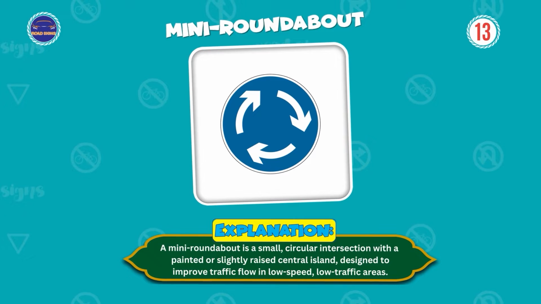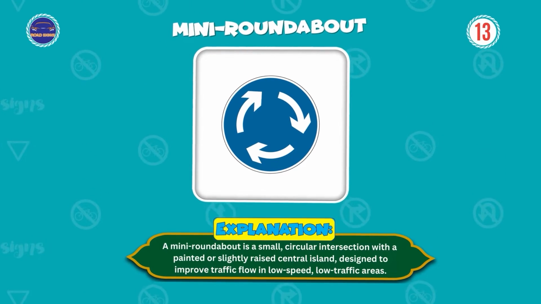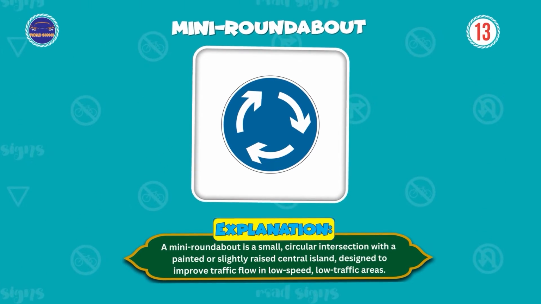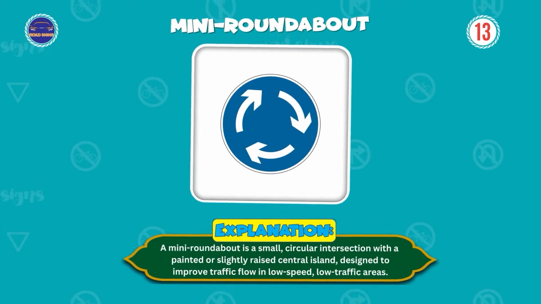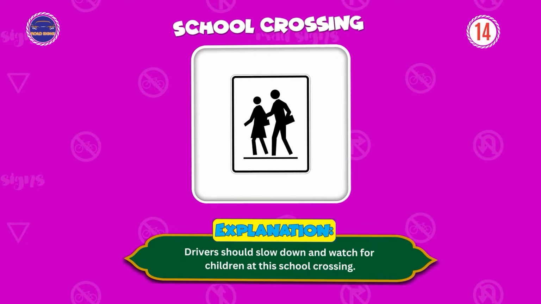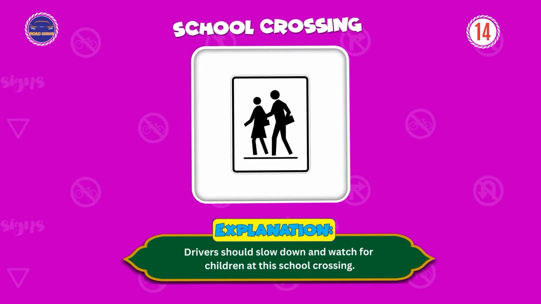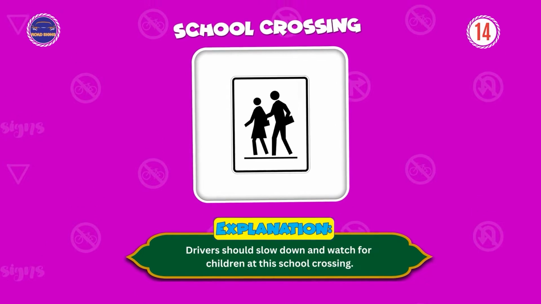This is the mini roundabout sign. It indicates a small circular intersection designed to improve traffic flow in low-speed areas. This is the school crossing sign. It warns drivers to slow down and watch for children crossing the road.